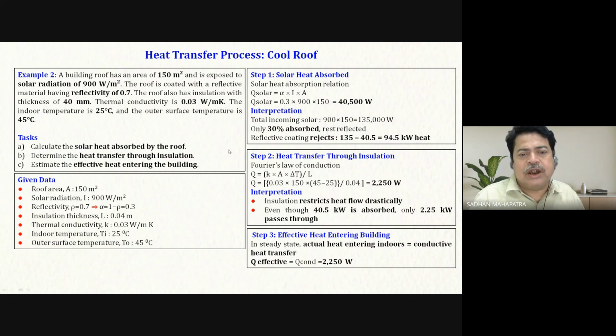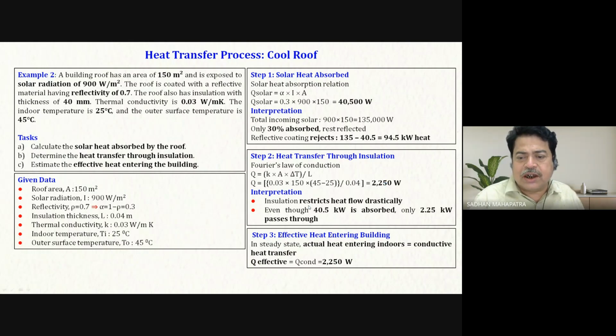Now when we are looking at the insulation, how much heat will transfer through the insulation? In that case, the equation is Q equals K into A into delta T divided by L. K is the thermal conductivity, into 150 area. Delta T is 45 minus 25, and L is the thickness of the insulation material, that is 40 mm. So through the insulation, heat transfer is only 2250 watt.